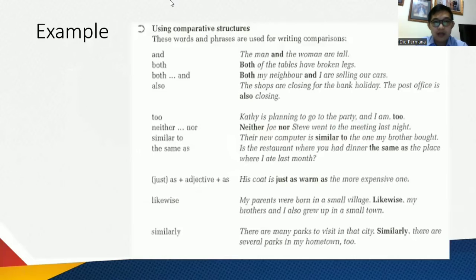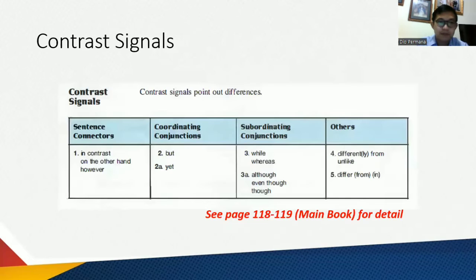For the example here, we have the signal, for example, and then a sentence like this: the man and the woman, neither Joe nor Steve, the new computer is similar to my book, and so on. This is one of the examples.